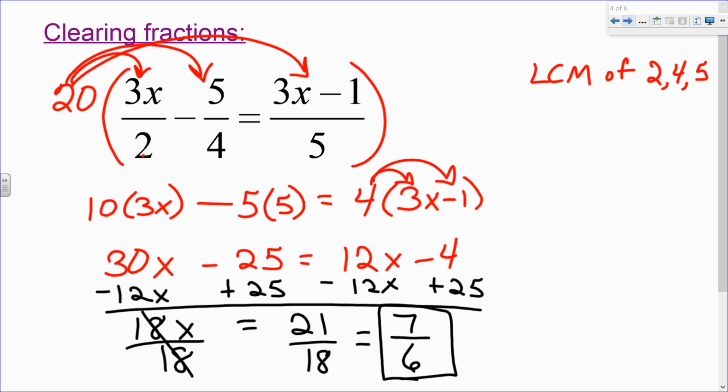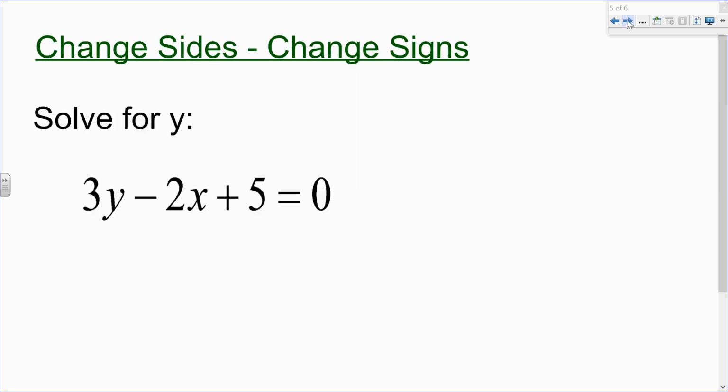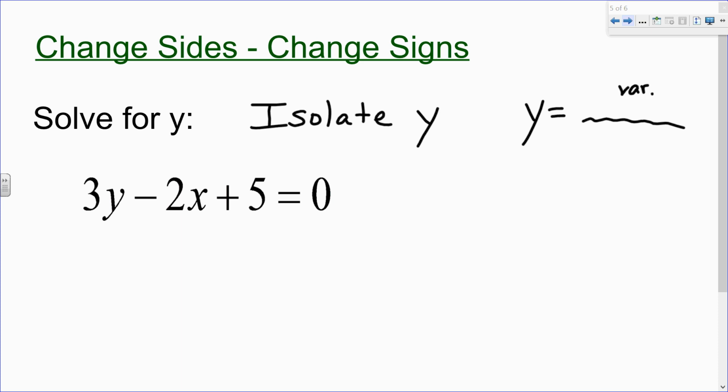And one other topic for the day. Sometimes the problems will say solve for y, which sometimes we also use the word isolate y. So we want to end up with y equals. Now it will still have some variables in there. So some sort of variable expression over there that it's going to be equal to. That's okay. So what we do is we find where the y is in the equation.